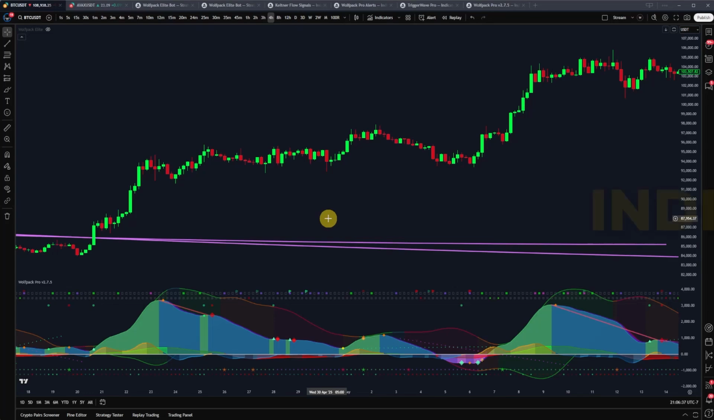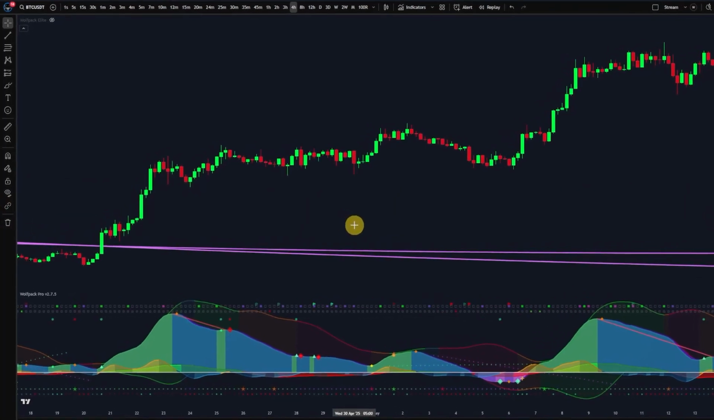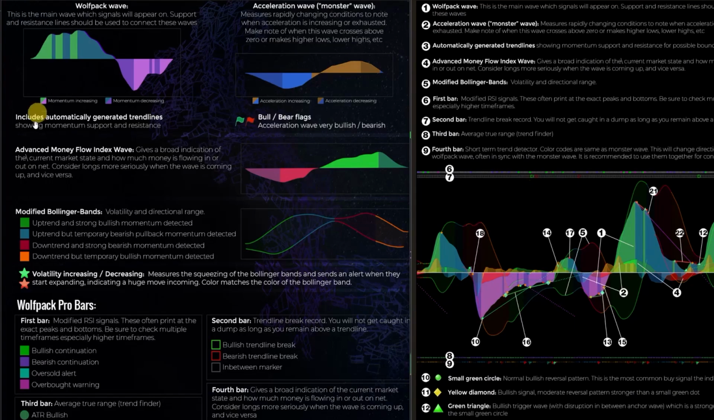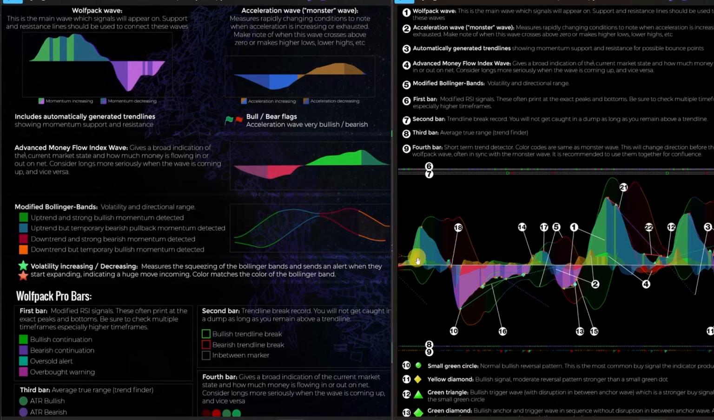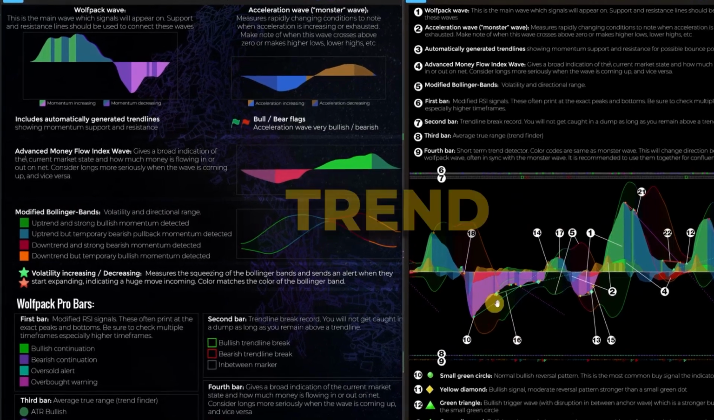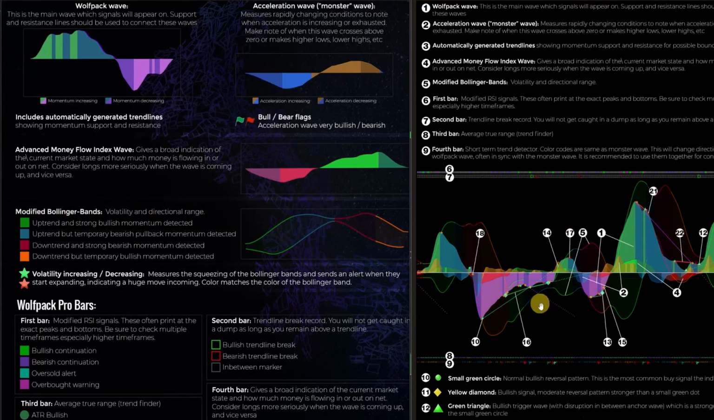I'm going to go through all of the indicator signals in a linear fashion, and there are 2 documents that come with the indicator. They come in HD, so you can print these out, have them on your desk if that helps you out while you're trading. We have the main Wolfpack wave. There's a smaller wave in the middle, and then there's a third longer wave that is the money flow index. There's also Bollinger Bands that are color-coded for volatility around the indicator as well, and trend lines on the oscillator that automatically draw and print trendline breaks showing periods of high volatility action that are expected.